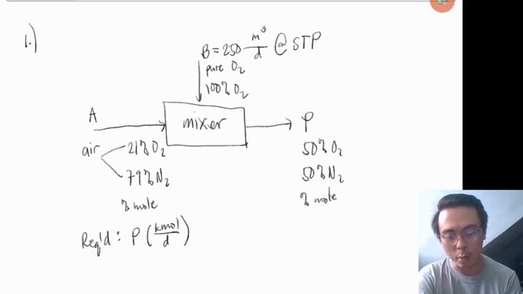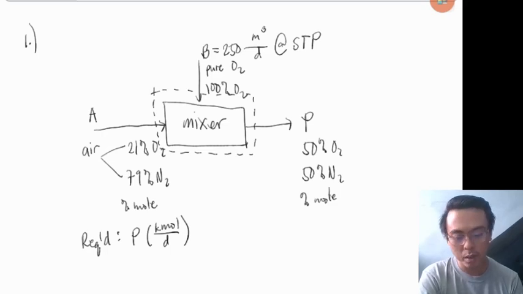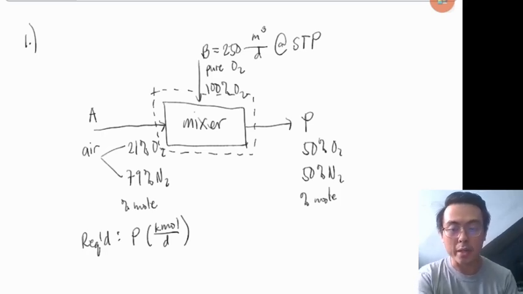Well, you now know that our system boundary is simply the entire mixer. So let's write a dashed line for that. You have two input streams and you have one output stream. And we are required to determine the value of the one output stream. Okay, let's start with the basis.